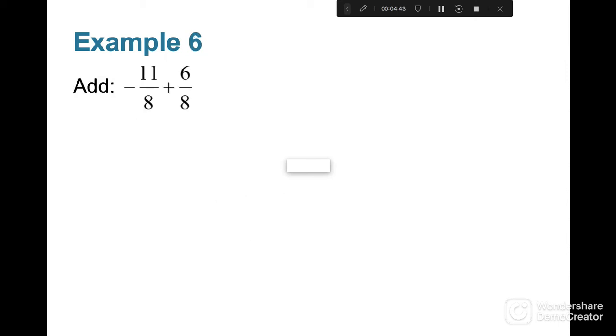The next one is a negative number plus a positive number. When I have a negative number plus a positive number, what do I end up doing to those two numbers? Subtract. If one is negative and one is positive, we subtract those values. So what is 11 minus 6? 5. The denominator stays the same. Is my answer a positive 5/8 or a negative 5/8? Negative, because the 11 is bigger, so it is a negative 5/8.